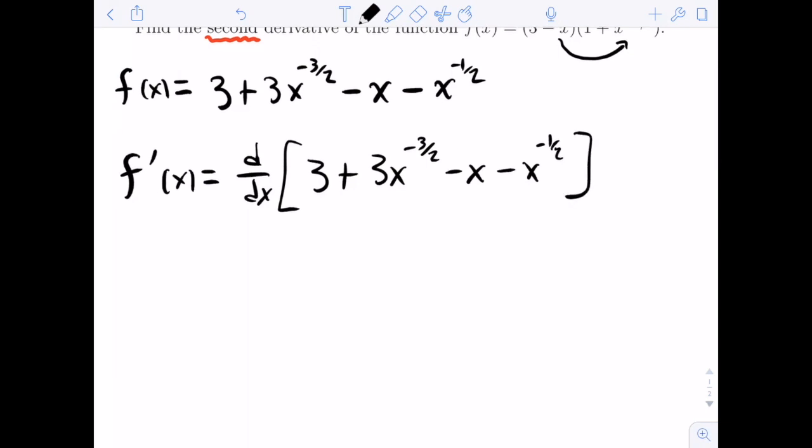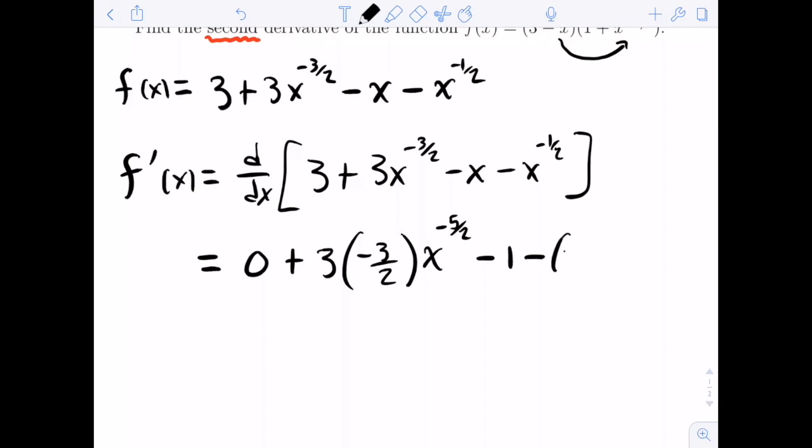Then we just take the derivative of each of those things. We end up getting 0 plus, and now we can use the power rule. So this is 3 times, the negative 3 over 2 comes down, and we subtract 1 from the top, which is minus 5 over 2. Then you get a minus 1 there because the derivative of x is just 1, so the derivative of minus x is minus 1. And then we've got minus, and using the power rule, 1/2 comes down, x to the minus 3 over 2, because minus 1/2 minus 1 is minus 3 over 2.